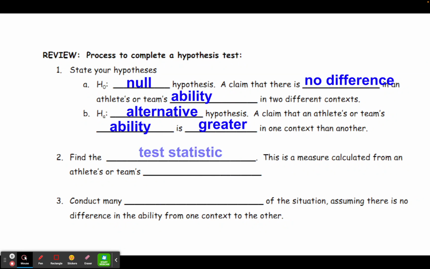Step number two, we want to find our test statistic. This is a measure that we calculate from an athlete's or a team's performance. And with different types of hypothesis tests, we've used different types of test statistics. And in this one, we're going to be using means.